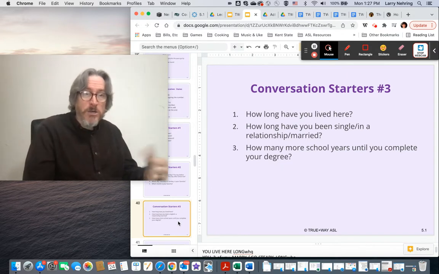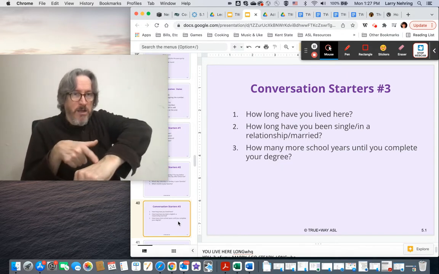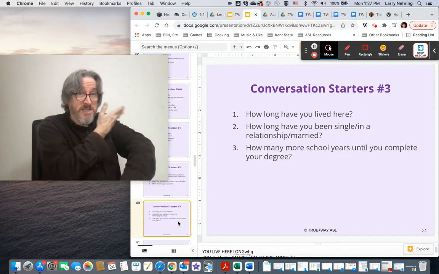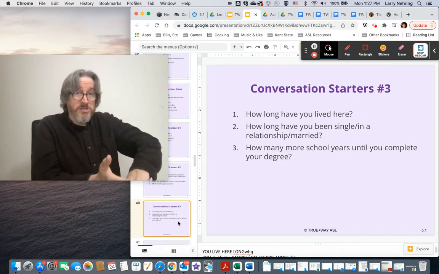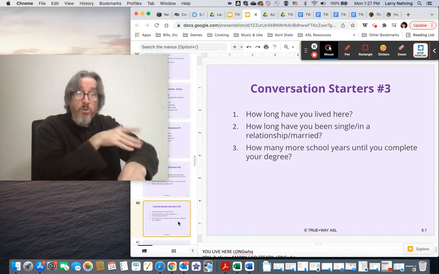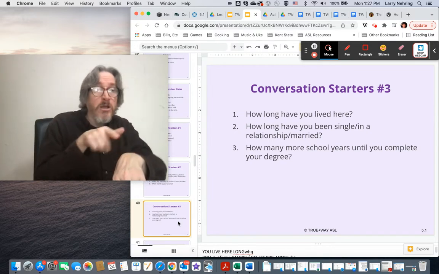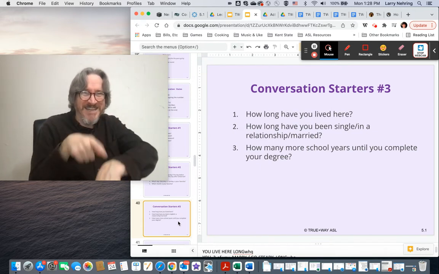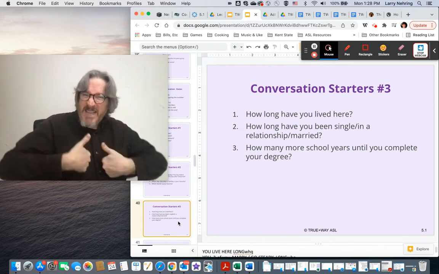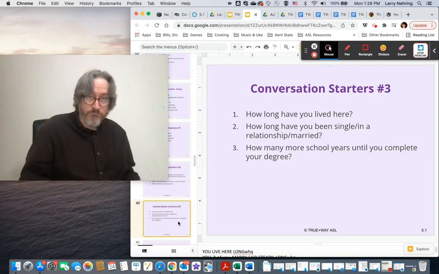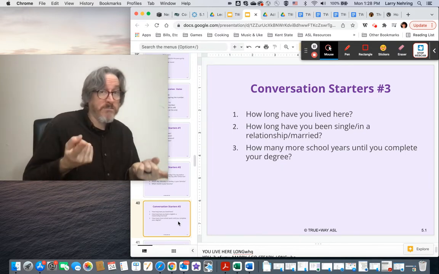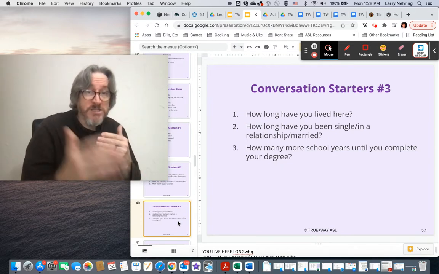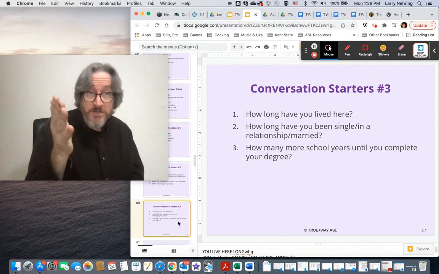Conversation starters three. How long have you lived here? Long. So here. Think about that going up the arm. Here's the scale, right? We use this for a scale of things improve, things get worse, long or slow. When we ask, could you slow down? We sign this. So it looks like an L. Please don't make it an L. It's just the index finger. How long have you lived here? Up to now? How many more school years until you complete your degree? We're going into the future.